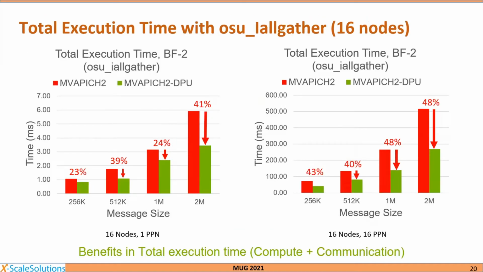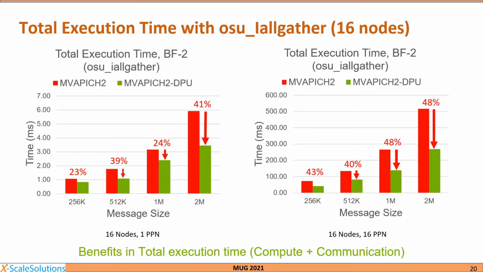And the next tool, we were just looking at some other collectives currently supported in the library. This is for the all gather, on 16 nodes. And the improvement is significant as well. This is what we have been focusing on.